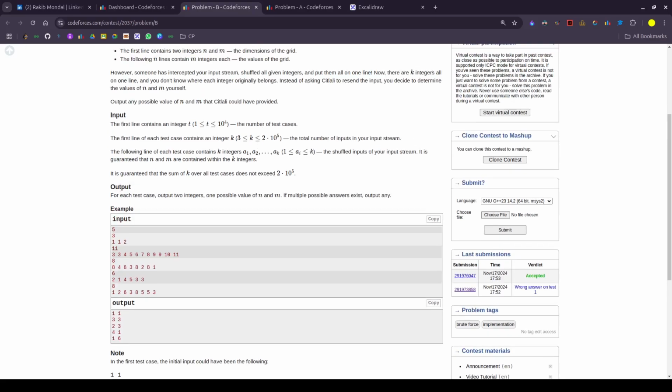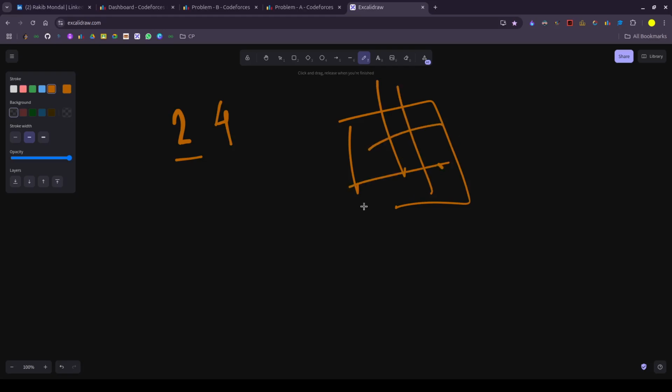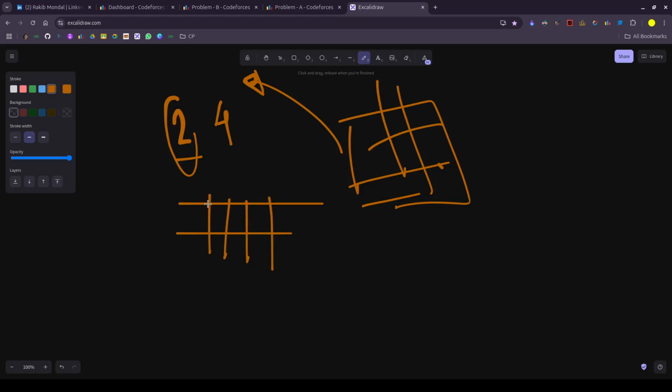Basically the problem says that in the input stream we will be given two integers, the dimension of a grid, and the values of the grid. Like 4 into 2: the grid is two rows and four columns, and there will be eight values. Suppose these dots are the values. Someone interrupted our input stream, so the values and this dimension are mixed into our input line.